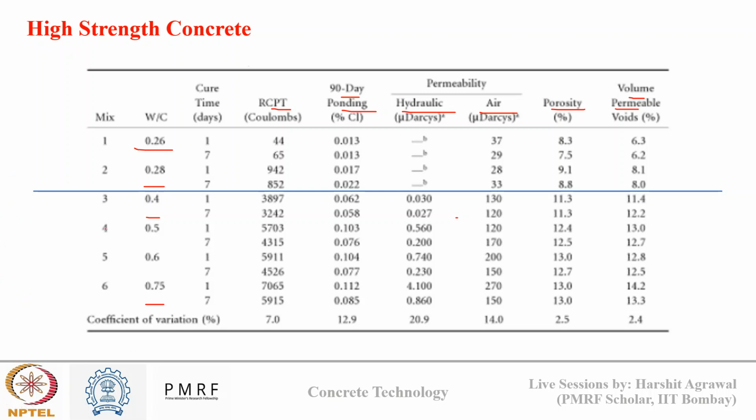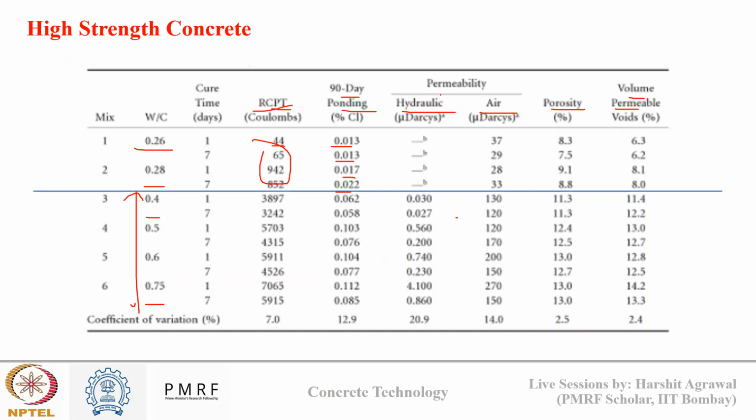So the 0.26 and 0.28 W by C ratio based concrete is the category for high strength concrete, while these other W by C ratios from 0.4 to 0.75 are generally for conventional concrete. So you can see the RCPT value, which is a judgment for durability against chloride ingress. It is much lower for a high strength concrete compared to a normal conventional concrete. Then at 90 days ponding, if we estimate chloride concentration at a particular depth, say at 15 mm or 25 mm, we can see that chloride concentration is very small compared to what we found in a conventional concrete.